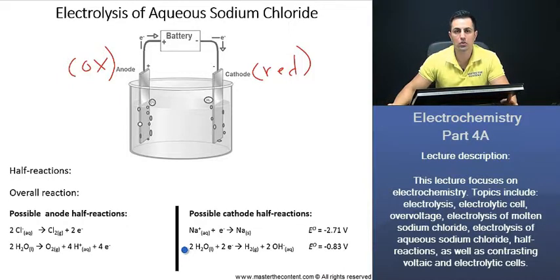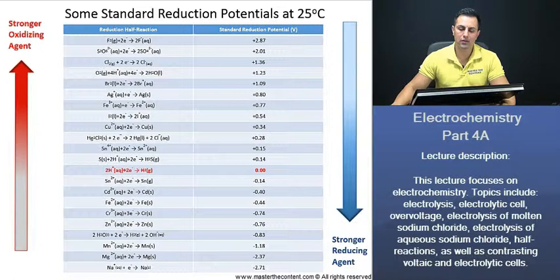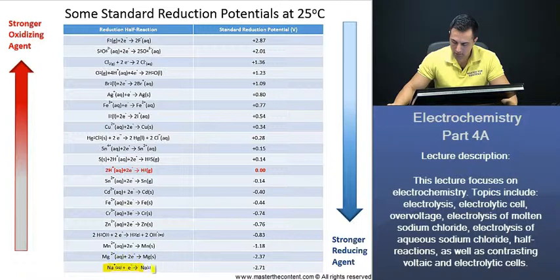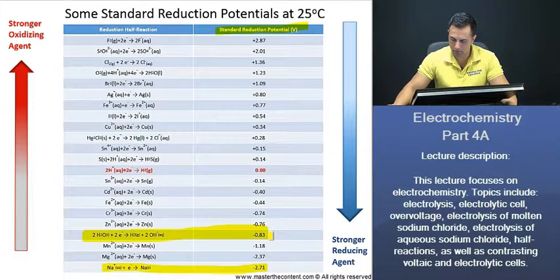And how would you know which one is going to be reduced? Well, you can check from your standard reduction potential table. Now, in a typical test format, you may be given a table similar to this one here, and you're going to have to be able to really extract that information yourself. So if we take a look at the reduction potentials, the reduction potential here for sodium is such, and then the reduction potential for water is as follows.